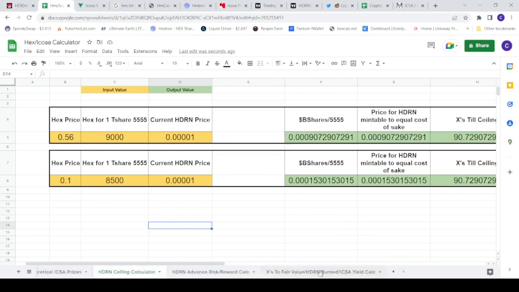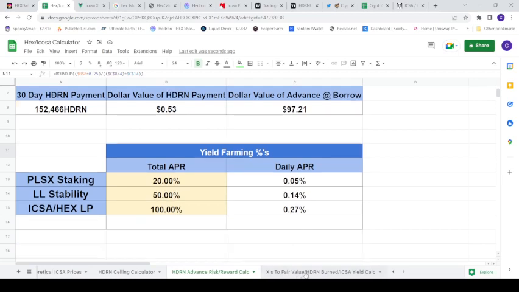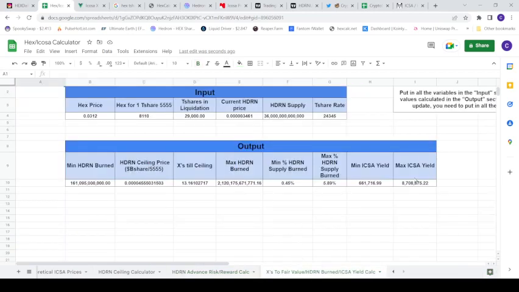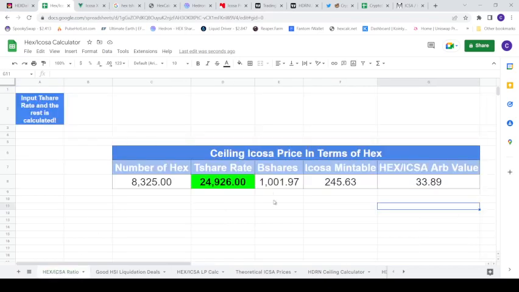But there's a few other calculators here. Hedron Advanced Risk Reward Calculator, Access to fair value, Hedron Burned. So you can play with these yourself if you want to. I'll leave the link in the description. This has been an awesome tool to play around with and just check out what some numbers might be in the future.